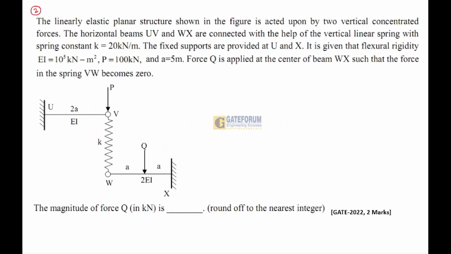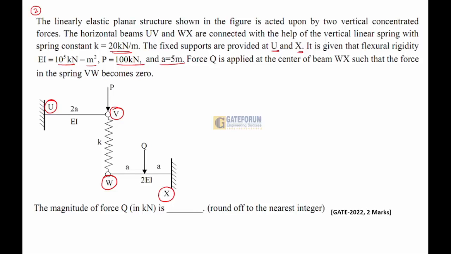The linearly elastic planar system shown in the figure is acted upon by two vertical concentrated forces. The horizontal beams UV and WX are connected with the help of a vertical linear spring with a spring constant of 20 kN per meter. The fixed supports are at U and X. It is given that flexural rigidity EI is 10 power 5 kN meter square, load P is 100 kilonewtons, and the distance a is 5 meters.